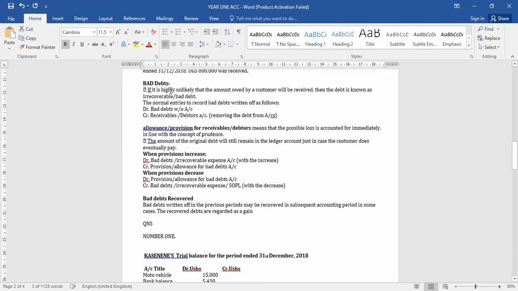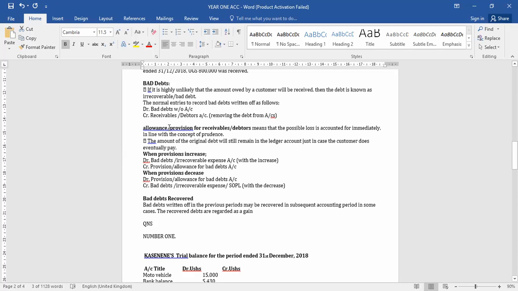So if it is highly unlikely that the amount owed by a customer will be received, then the debt is known as irrecoverable or bad debt. The normal entries to record the bad debts written off will be debit bad debts written off, then credit the receivables or debtors account.